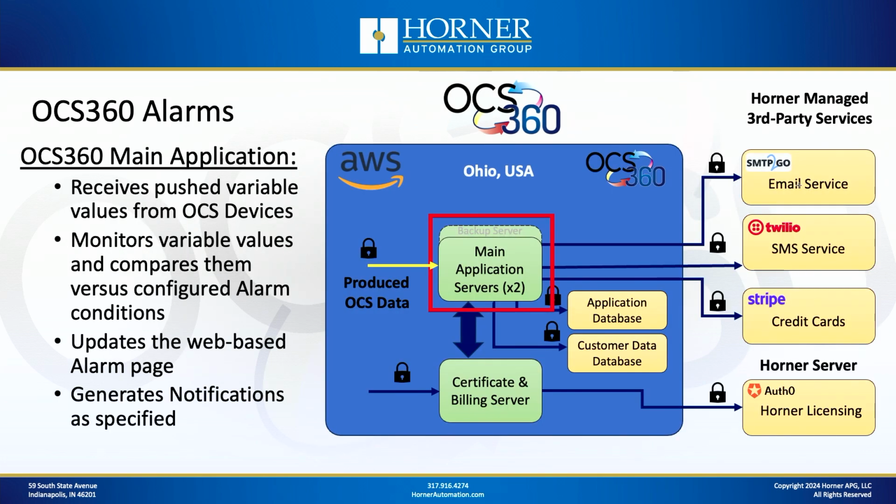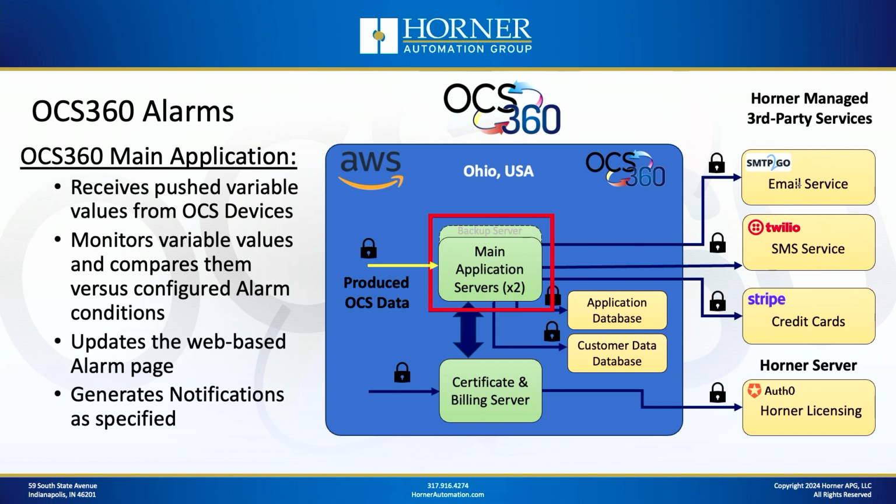Now, a couple weeks ago, I talked about how OCS 360 works. And so we had this block diagram of OCS 360 on the screen, and we went through it with a lot of detail. But now let's just look at it from the perspective of alarms. How do alarms work? Well, the main application, which I have highlighted there in the center of the screen, is continuously receiving pushed variable data from OCS controllers in the field.